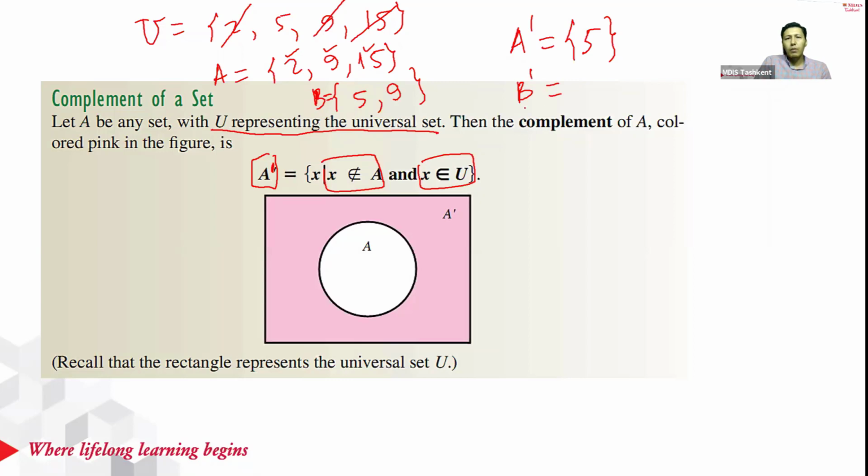Now B complement. So we have 5 and 9. So from U again, you take out 5 and 9. So what's left? 2 and 15. That's the complement of B. Okay? Understand? Easy. Always from U, you just take out elements of A or B or so on.